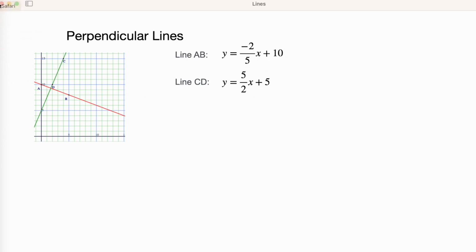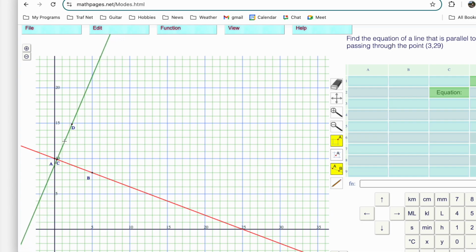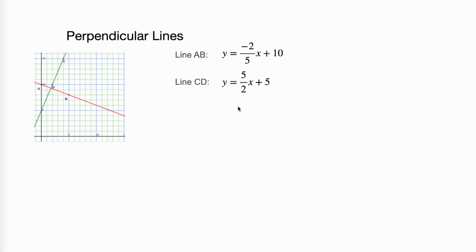Let's have a look at that. If we lifted this up to here, it's still perpendicular. The b doesn't come into it. Notice the slopes. This has a slope of negative 2 over 5. This has a slope of positive 5 over 2. When you have perpendicular lines, the slopes are negative reciprocals of each other. There's a sign change and they've flipped. Let's look at a couple of examples of parallel and perpendicular lines in action.